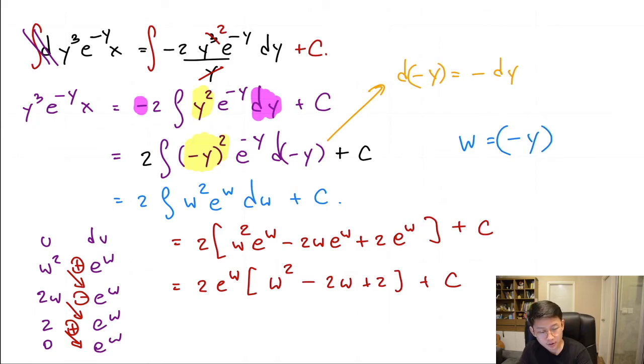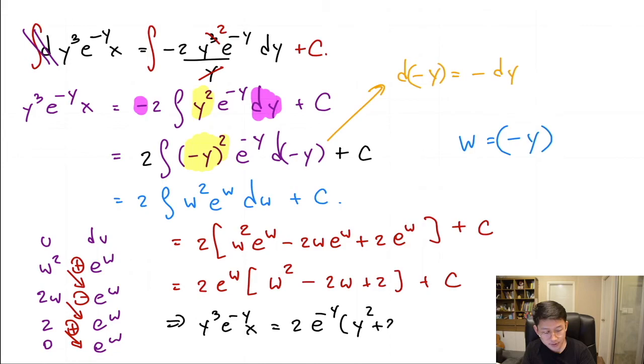So the solution is y cubed e to the minus y x equals e to the w. What is w? Minus y, isn't it? So it's e to the minus y times w squared, which is the same as y squared plus 2y plus 2, plus c, and that is the answer. Okay, that is the solution.